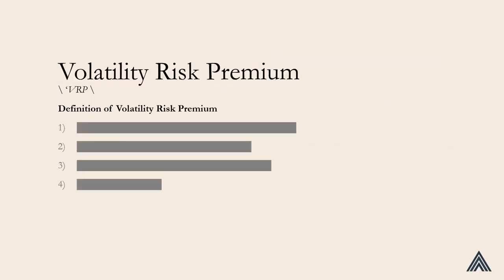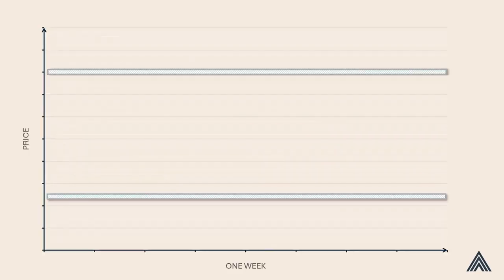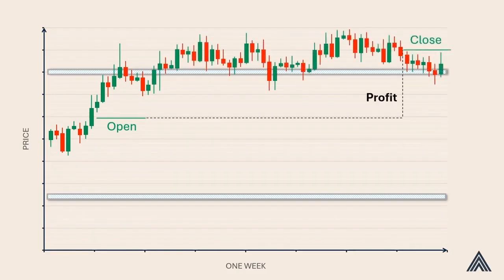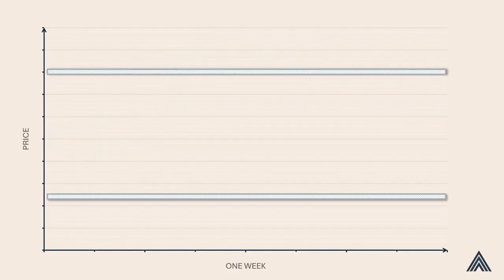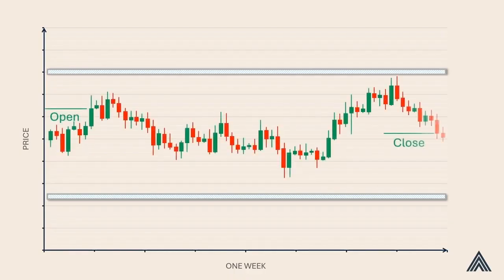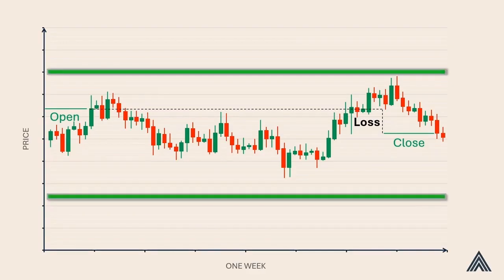This strategy benefits from the volatility risk premium, or the observation that option prices tend to be higher than their expected value. If during the week the market moves outside of the options range, the trend following strategy will likely make a profit, while the options strategy will likely make a loss. If, however, the market stays within the range, then the trend following strategy may make a loss while the option strategy will make a profit.